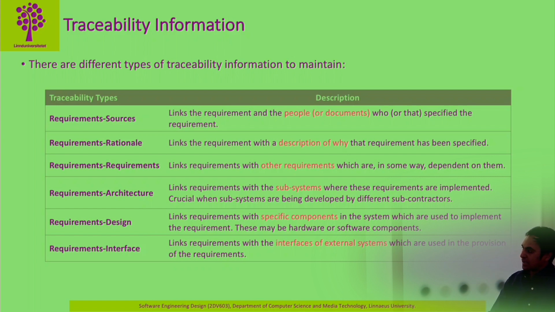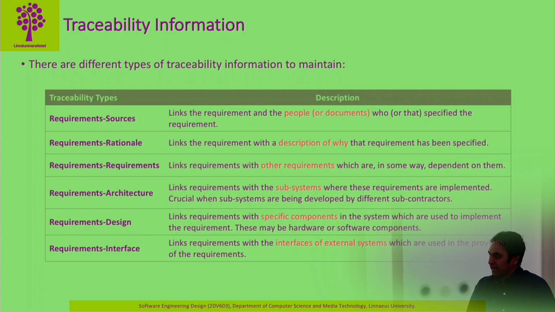And also between requirements, architecture and design. There is a slight difference, or maybe a big difference, between design and architecture. You should have links both between requirements and design, and between requirements and architecture. Design is more about a specific component or a specific class, so we should have a link of which class was designed for which requirements. Architecture is more about the high level, so it's about a subsystem. You should also have a link between those subsystems and the requirements they implement. And finally, the links between requirements and interface.